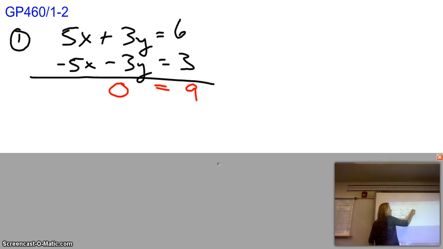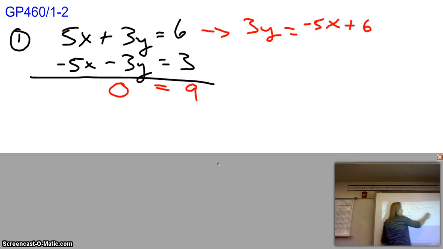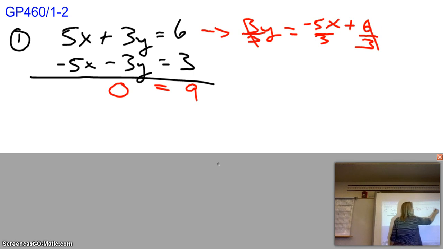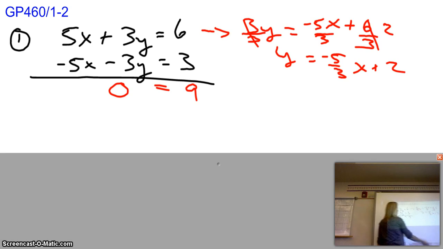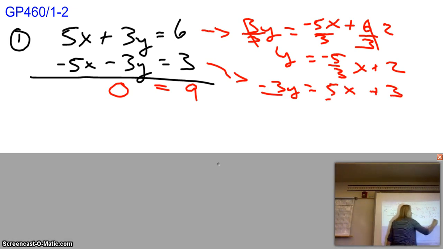And to prove that, you can go over here and put them into slope-intercept form if you want, right? If we put these into slope-intercept form, the first one we would subtract 5x from both sides and we would end up with 3y equals negative 5x plus 6. And when you divide every term by 3, we end up with a 2 here, right? So we end up with y equals negative 5/3 x plus 2. And over here, when we add 5x this time, we end up with negative 3y equals 5x plus 3? And now when we divide by negative 3, do you see what we get?